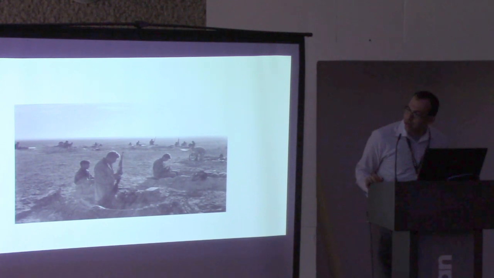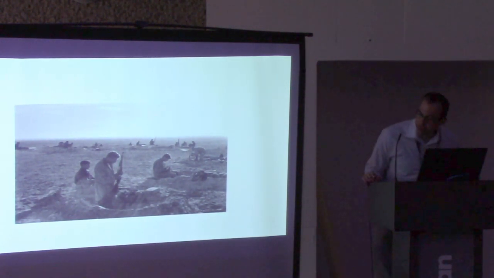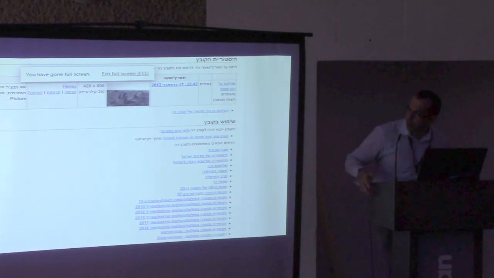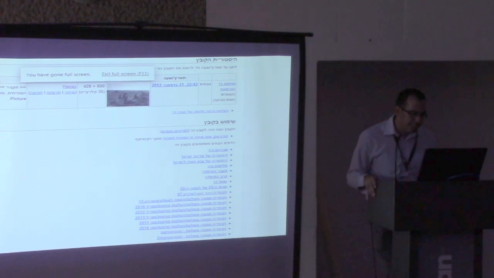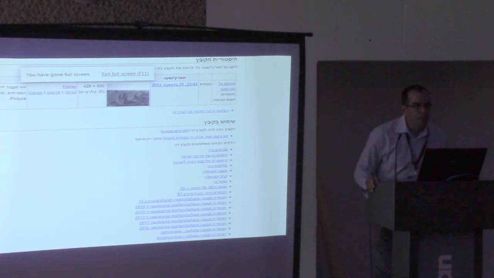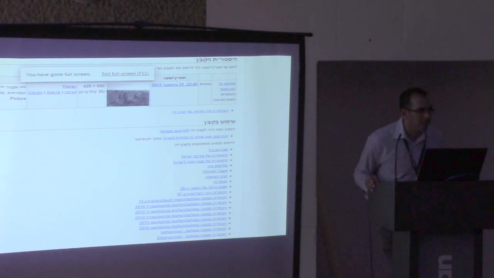Then one day she found out that this picture was deleted. This is an Israeli soldier, picture from 1956. It was very useful. This is from here in Wikipedia. I know you cannot read Hebrew, but you can see all the instances in which this picture is used. The longer ones are picture of the day. It's actually the picture of the day on the Israeli Memorial Day. So every year it's going to be a picture of the day one time on the main page of Hebrew Wikipedia.